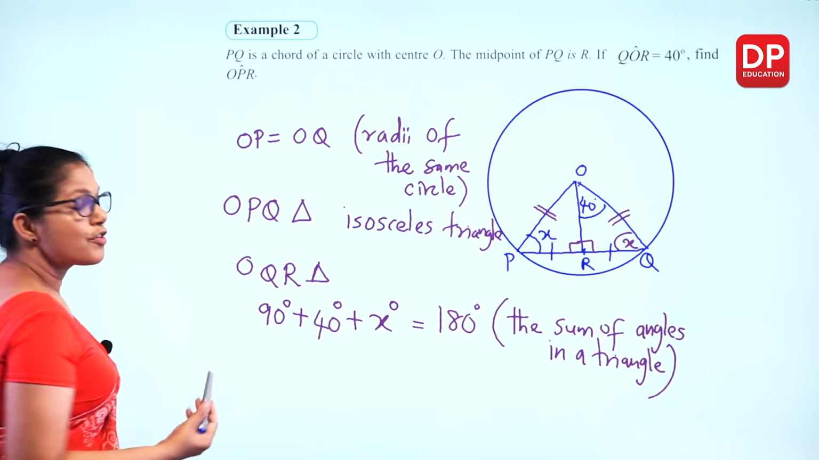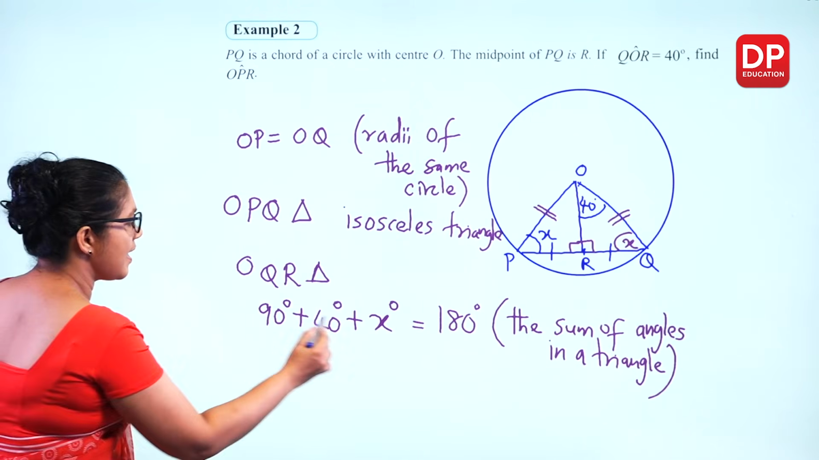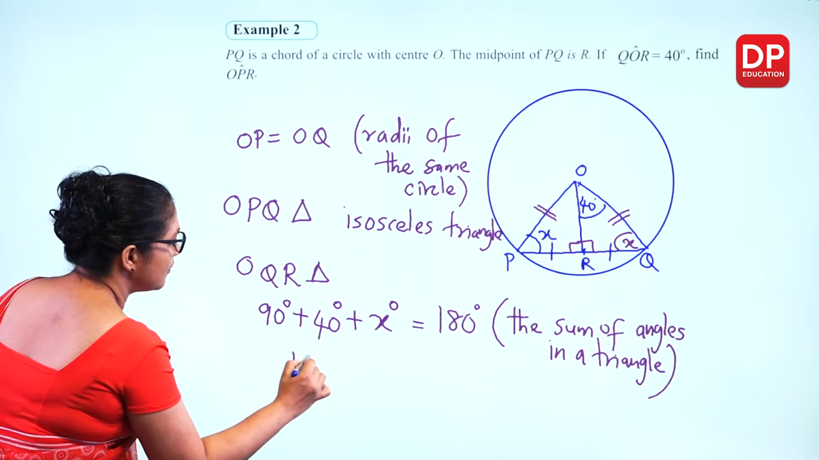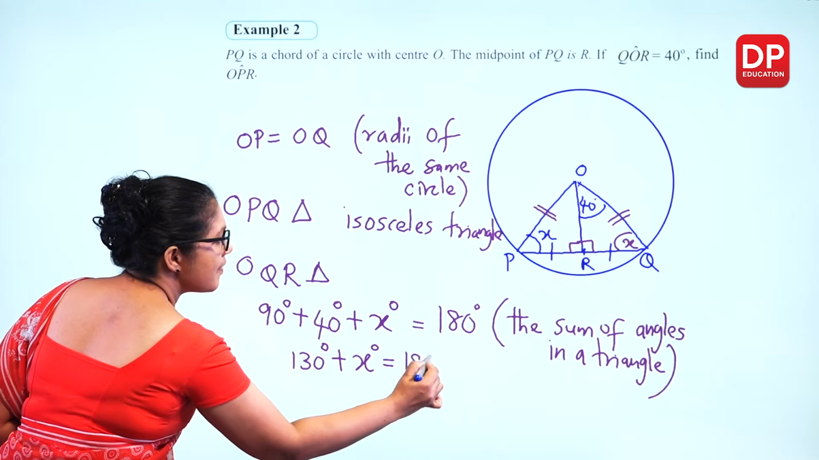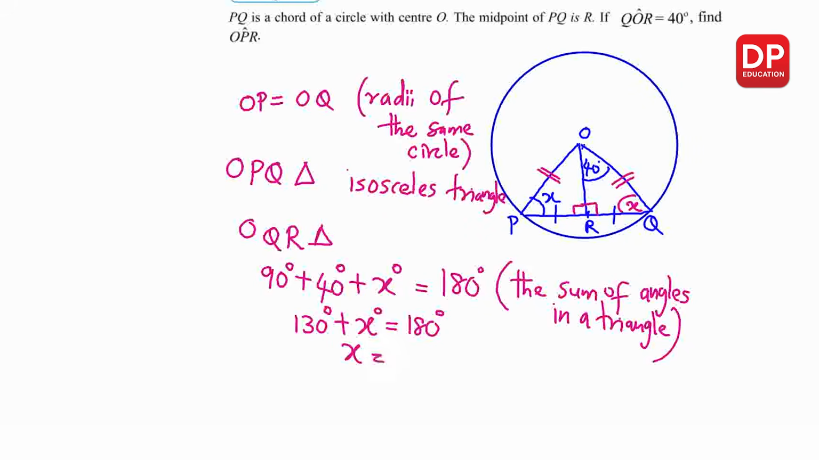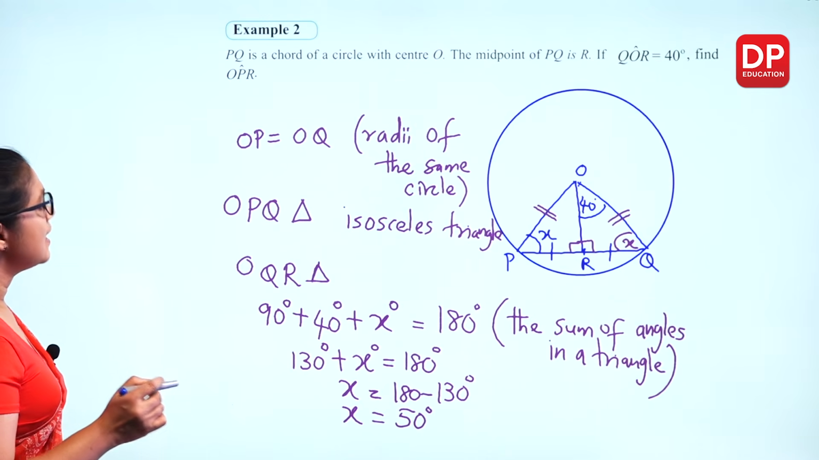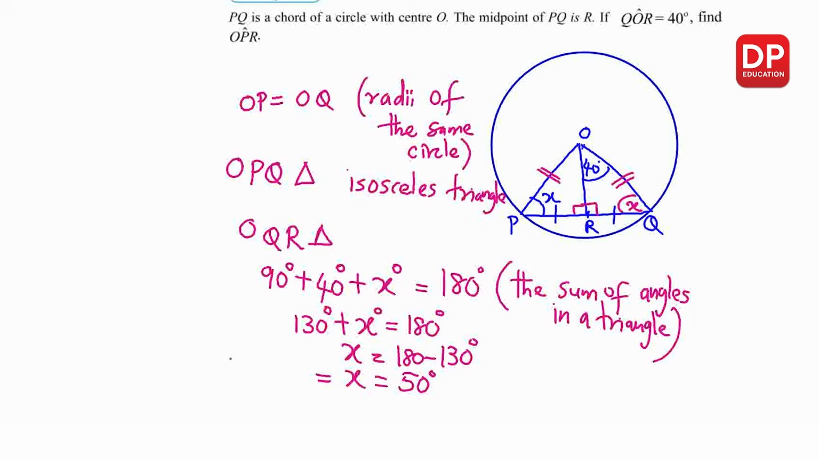So now try to solve for x. 90 plus 40, 130 equals 180. So x is equal to 180 minus 130. We can straight away write down that's 50 degrees. So what's the angle of OPR? That's equal to 50 degrees.